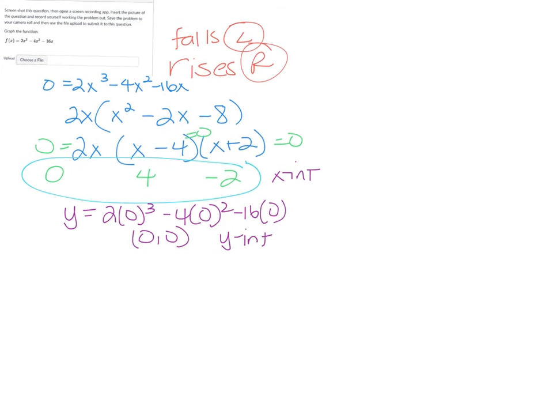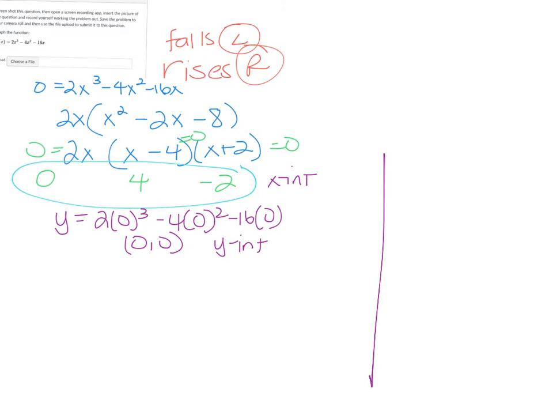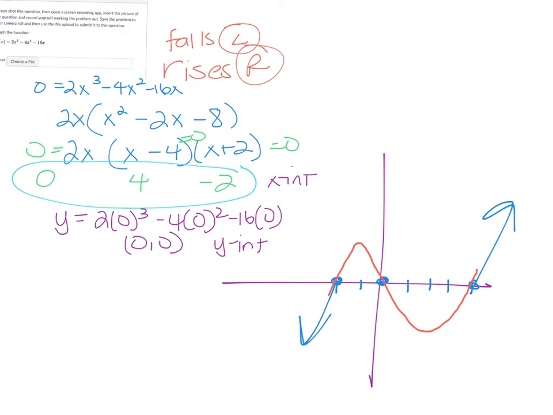Then I'm going to start to graph. I have a point at 0, a point at 4, and a point at negative 2. I know my end behavior falls left, rises right. I know it crosses through each time. So it's going to cross through here, come back, cross through here, come back, and cross through here. Then to find out what happens in between those points, I'm going to plot additional points.